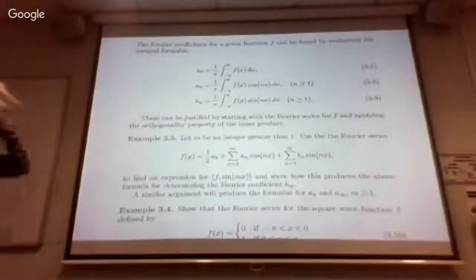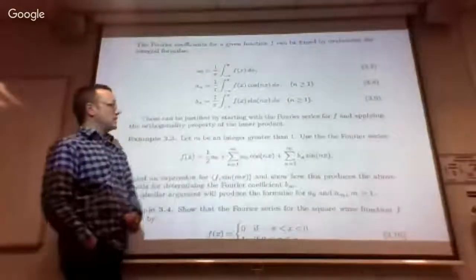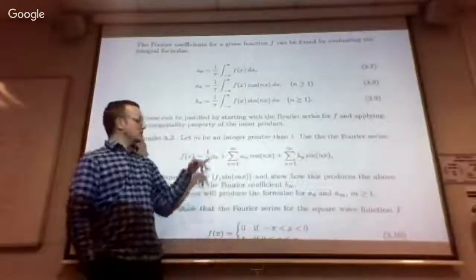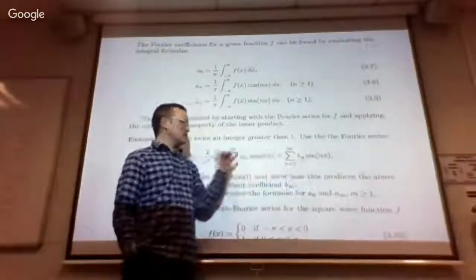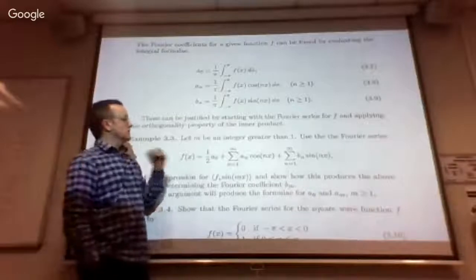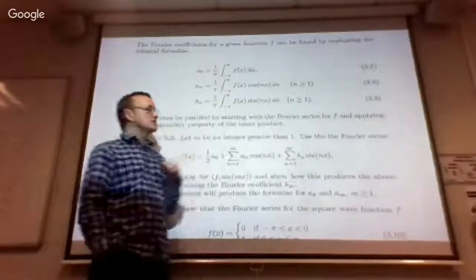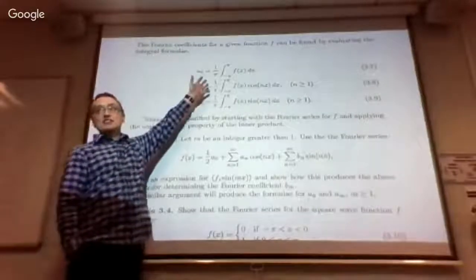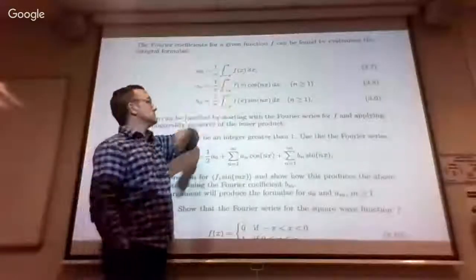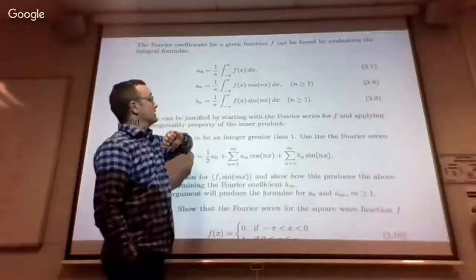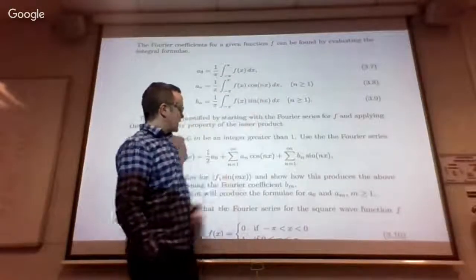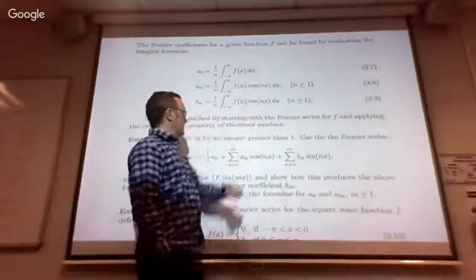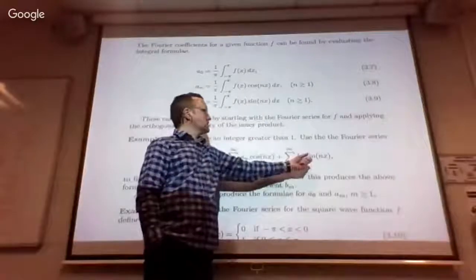This expression for a function is an infinite combination of sines and cosines. The infinite combination is determined by the values of these parameters, or coefficients is a better word, in this linear combination. And those coefficients are given by these formulae here. They're integrals of the function f, which is multiplied by the corresponding basis function: the constant function 1, or the cosine function, or the sine function.